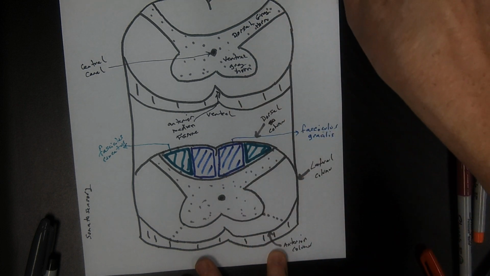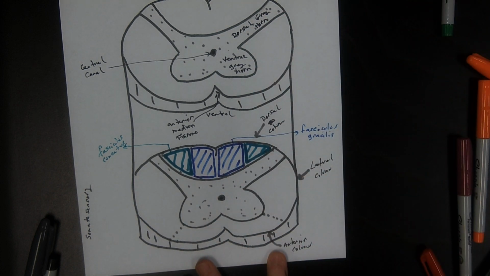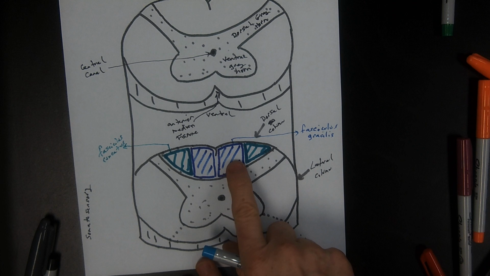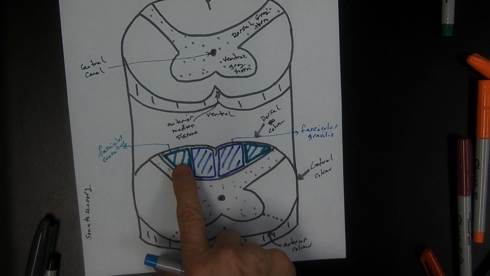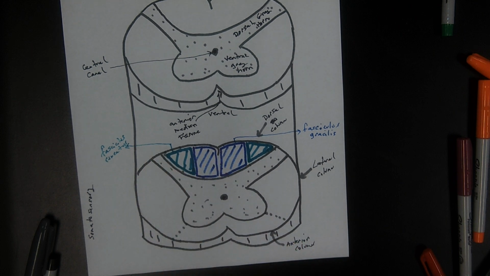We're going to talk about the medial lemniscus later. That's going to be in the medulla. But fasciculus gracilis carries information that travels up the DCML tract from lower extremities. Fasciculus cuneatus carries information from upper extremities. And again, we'll get into a whole lot more detail about that.